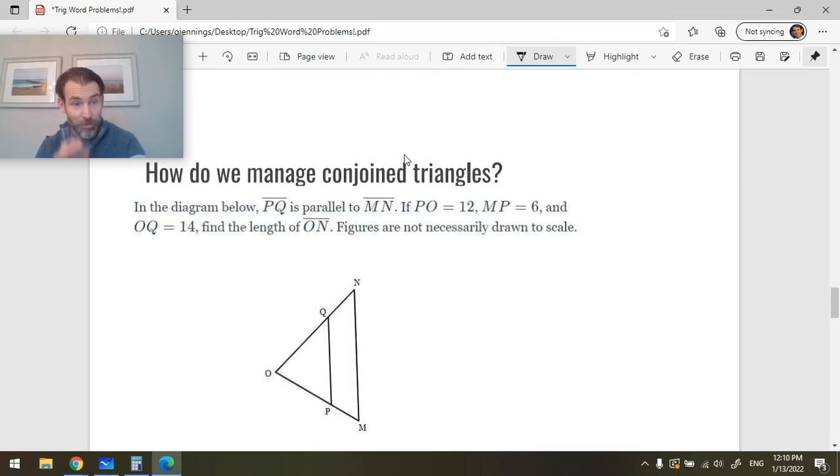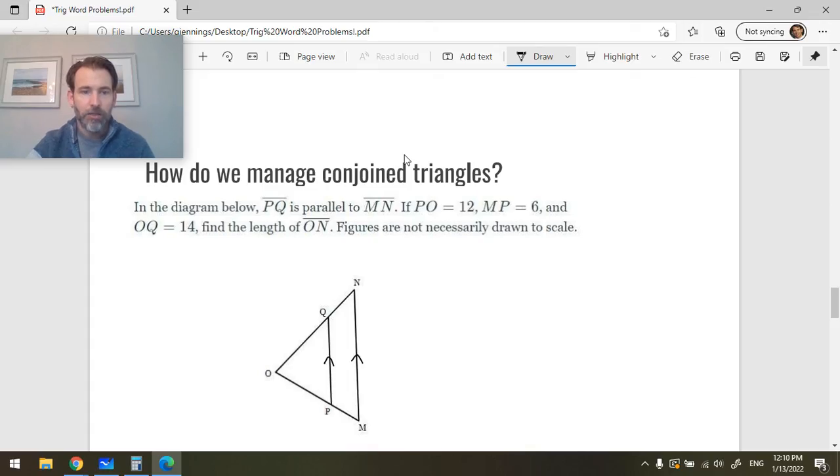And this was the other question from that brave soul who put the questions in the doc. This is one of the question types that they asked. This is going back to similar triangles, but it's going to show a technique that I'm going to use to solve these more tricky problems when we have conjoined triangles. So here, PQ is parallel to MN. So these lines are parallel.